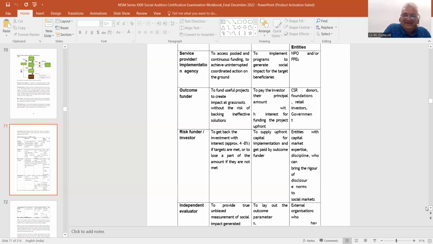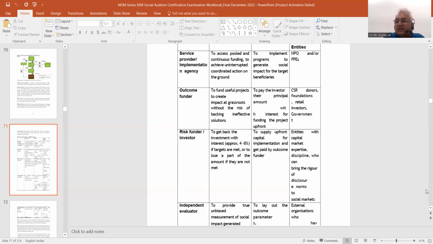Okay. കുറെ. Correct. To supply upfront capital for implementation and get paid by the outcome funder. So entities with capital market expertise and discipline, who can bring the rigor of disclosure norms to social markets. So they will be entities who will be acting as risk funders or investors.